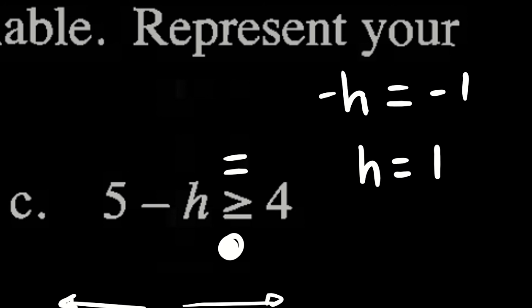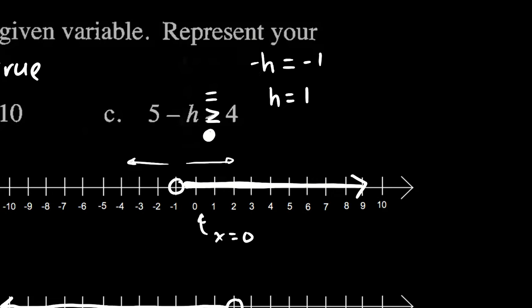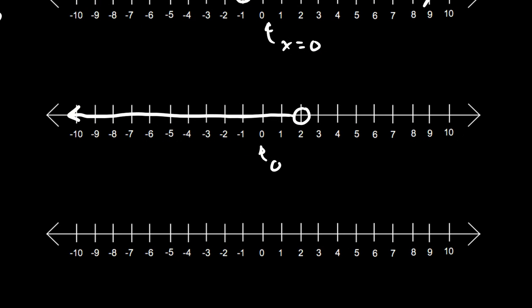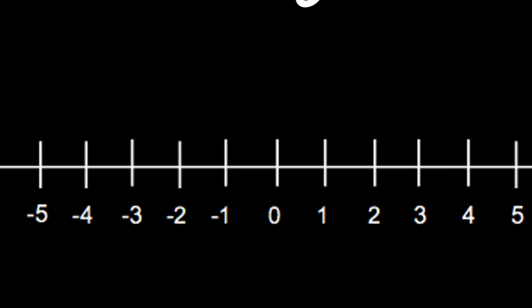1 is my boundary, and because this was less than or equal to, because of this symbol, this time the boundary is shaded in because it's included. So at 1, we're going to go ahead and shade in the positive 1. Positive 1 is a solution. Then the question is, am I above that or am I below that? And again, my favorite test value is available, 0.